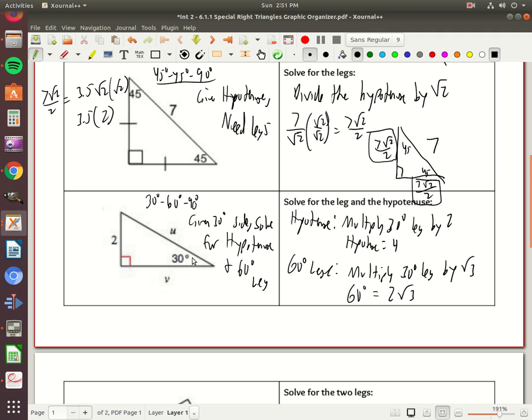If I go back over to this triangle, I know that this must equal 4, and this must equal 2 times the square root of 3. Well, that makes a lot of sense because 2 squared plus 2 times the square root of 3 squared is going to equal 4 squared. 2 squared is 4, plus, 2 times 2 is 4, and square root of 3 times the square root of 3 is 3, so 4 times 3 is 12, and then 4 squared is 16. So you can see that worked out great.